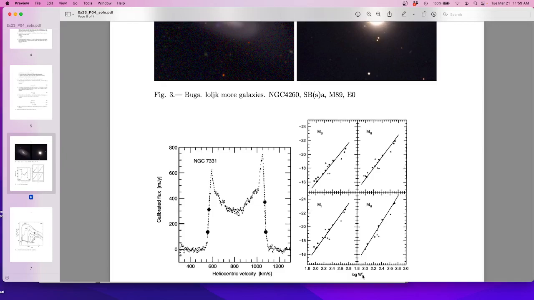U equals little m minus big M equals minus 5 log d over 10 parsecs. And then you just stick it into here and do a little algebra. I like that method better. How did you do? I did that. Well, I'll talk to you about it. You said I shouldn't do it because this is the way you set it up for.